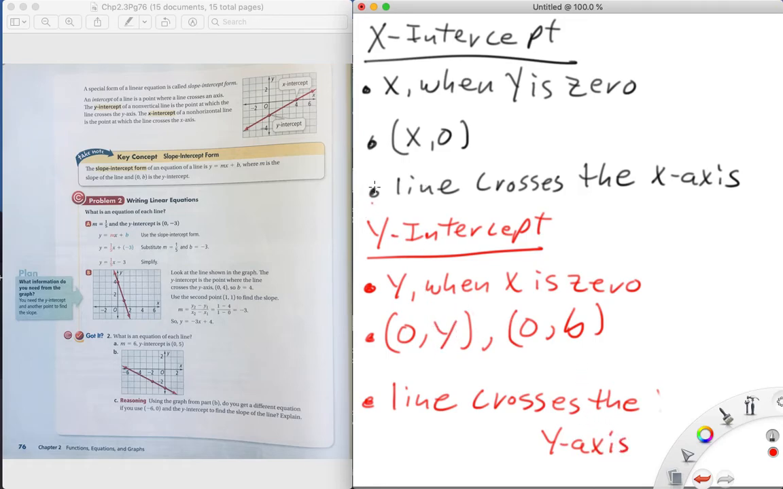So, x-intercept, x when y is 0, is in the form of (x, 0). It is the part of your line that crosses the x-axis. Y-intercept is y when x is 0, so the ordered pair looks like (0, y). In slope-intercept form, you can say (0, b). So this is slope-intercept form, and it's the part of the line that crosses the y-axis.